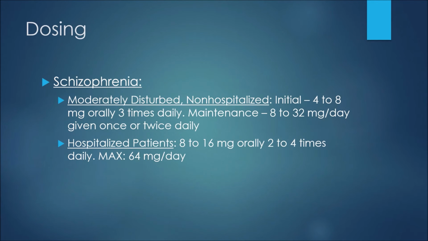Now for examples of dosing with Perphenazine. In the treatment of schizophrenia, for a patient who is moderately disturbed and non-hospitalized, we may see an initial dose of 4 to 8 milligrams orally 3 times daily. For maintenance therapy, we may see 8 to 32 milligrams per day given once or twice daily. For hospitalized patients, we may see 8 to 16 milligrams orally 2 to 4 times daily and a maximum dose of 64 milligrams per day.